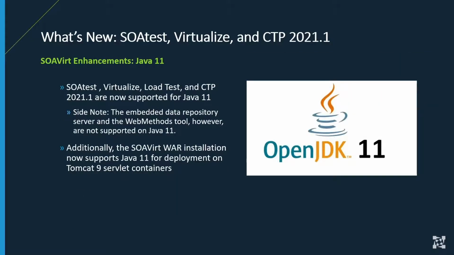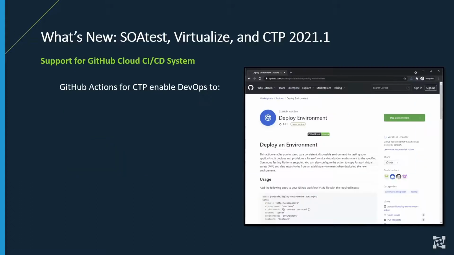I am happy to announce that SOAtest, Virtualize, LoadTest, and CTP now support Java 11 starting with 2021.1. Keep in mind that the embedded data repository and web method tools are not supported on Java 11, so if you're a frequent user of either, you may want to stay with Java 8. Additionally, the Solver installation also supports Java 11 for deployments on Tomcat 9 servlet containers.